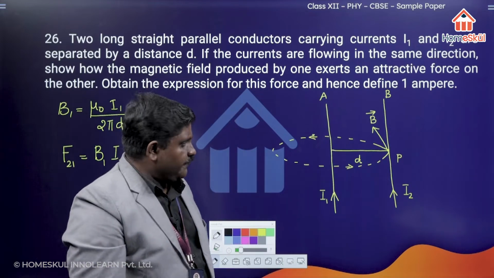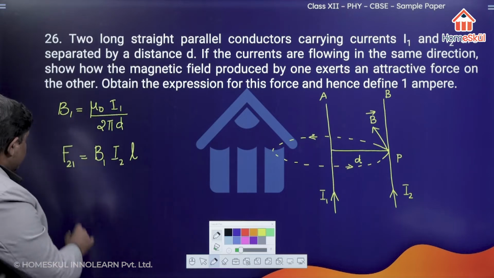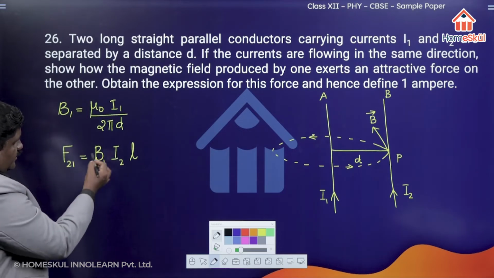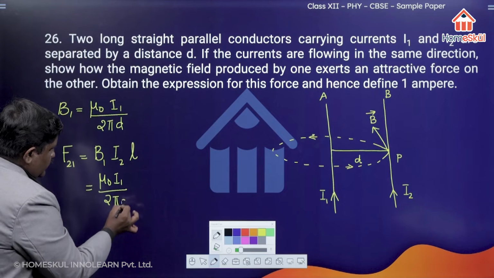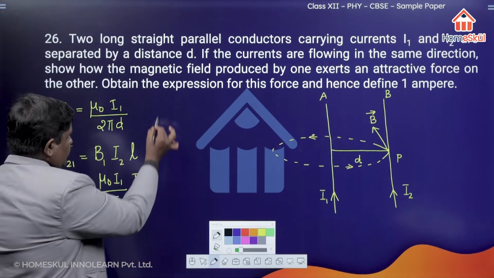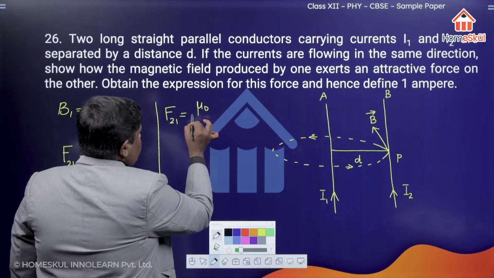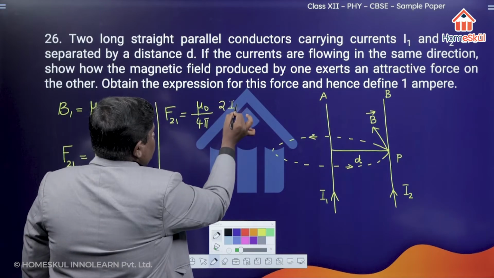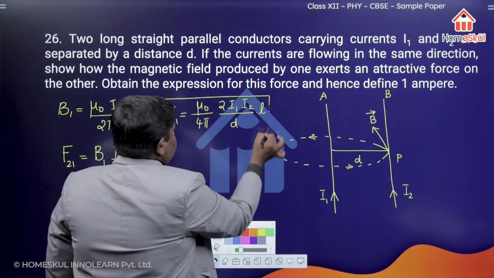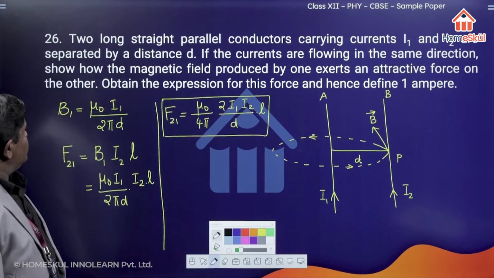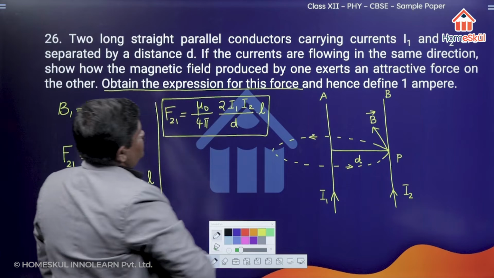Now we have to calculate the magnitude of the force. F21 is equal to B1 into I2 into L, where B1 is mu0 I1 by 2 pi d. Therefore F21 is equal to mu0 by 4 pi into 2 I1 I2 divided by d, into L. So this is the expression for the force. So first, we have obtained the expression for this force.